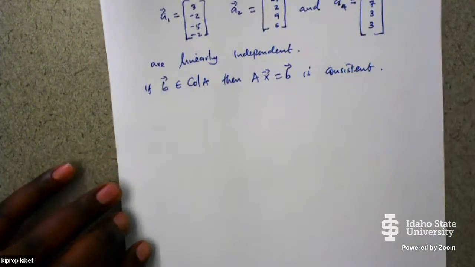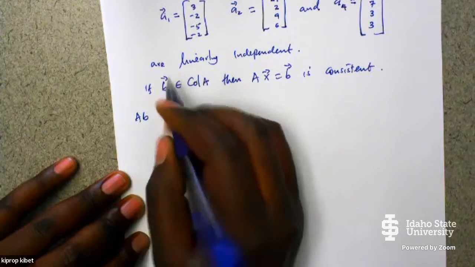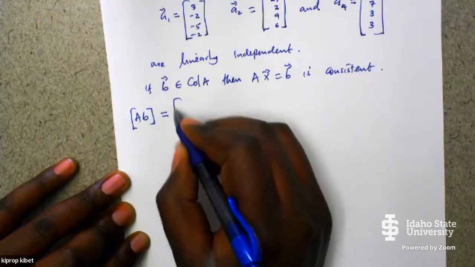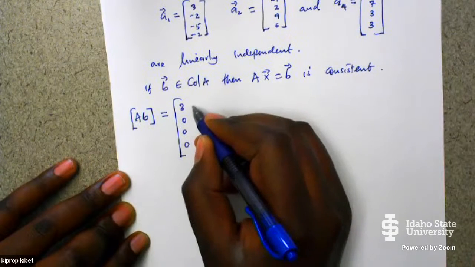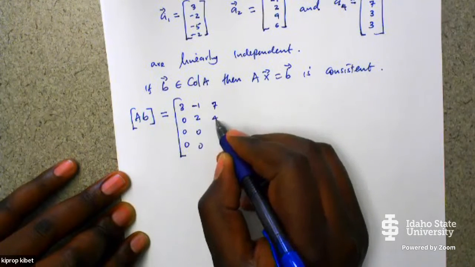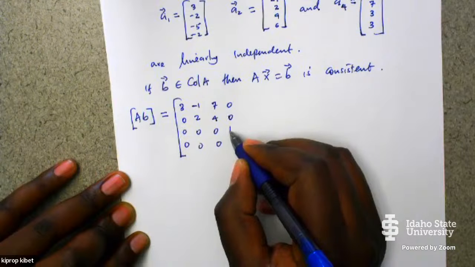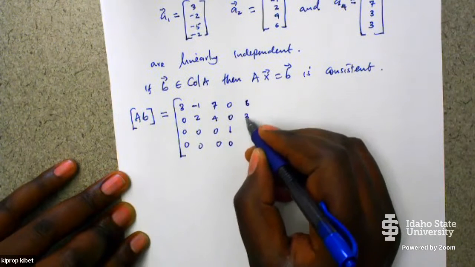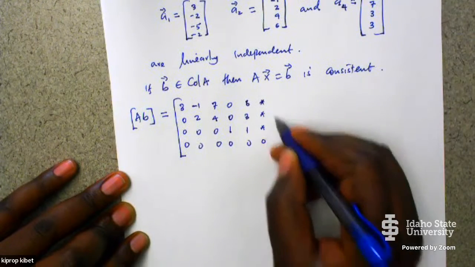Therefore our augmented matrix AB, is 3, 0, 0, 0, -1, 2, 0, 0, 7, 4, 0, 0, and then 0, 0, 1, 0, and then 6, 3, 1, 0, where the last column is B.